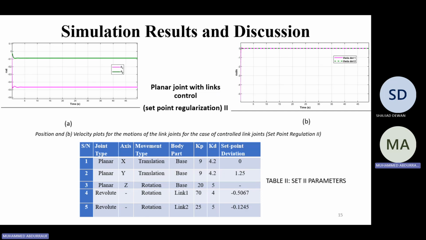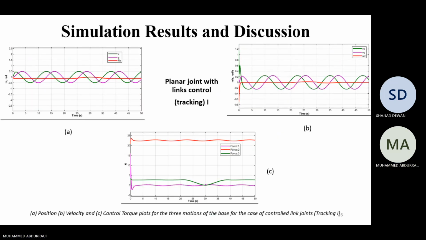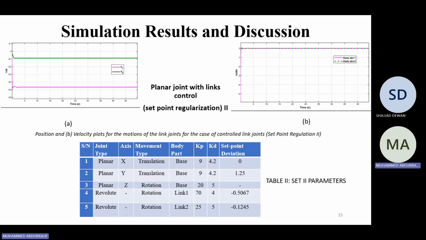Now for the links, we have similar simulations or output. We have our velocities going to 0, but we have the steady state error of equal magnitude as in the former scenario. Now, we've just described the set points regularization or stabilization for both the base and the links.